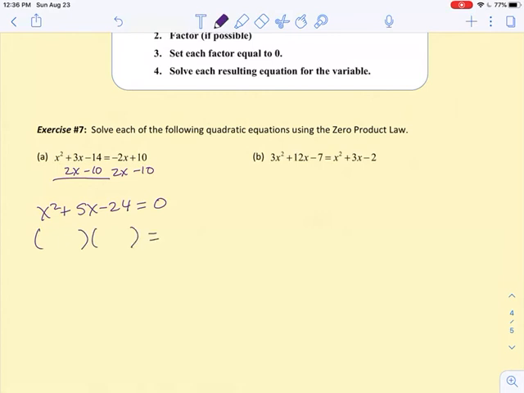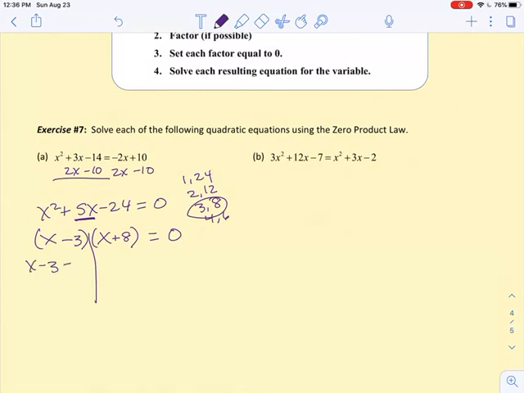Step 2, factor. All right, so I'm going to set up my parentheses. This is a trinomial. X times x is x squared. What are my factors of 24? If it helps to write them down, write them down. See if any of these factors will give you a 5 as a middle term. Absolutely, the 3 and 8. The only way the 3 and the 8 are going to give me 5 as a middle term is if it's positive 8 and negative 3.